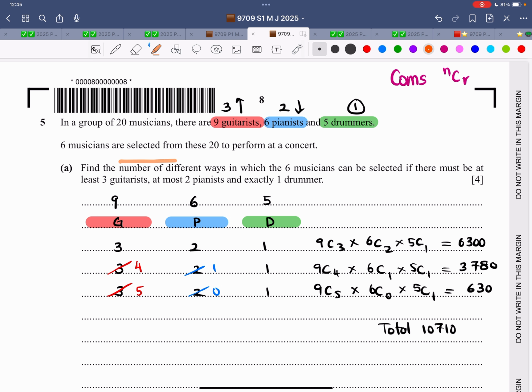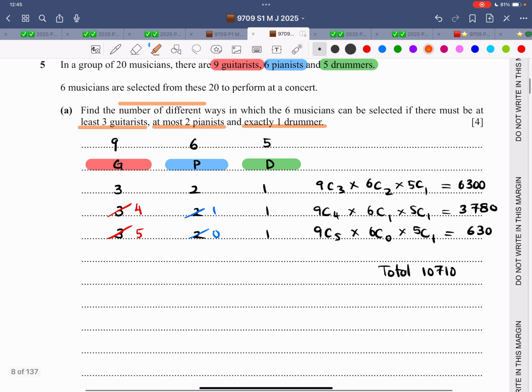Sometimes they use the number of different ways to calculate probability, in which the 6 musicians can be selected if there must be at least 3 guitarists, at most 2 pianists, exactly 1 drummer. That is what we need. So when we are talking about 1 drummer, just write 5C1 over here. That is fixed. So basically, we have to talk about the remaining 5 out of these.